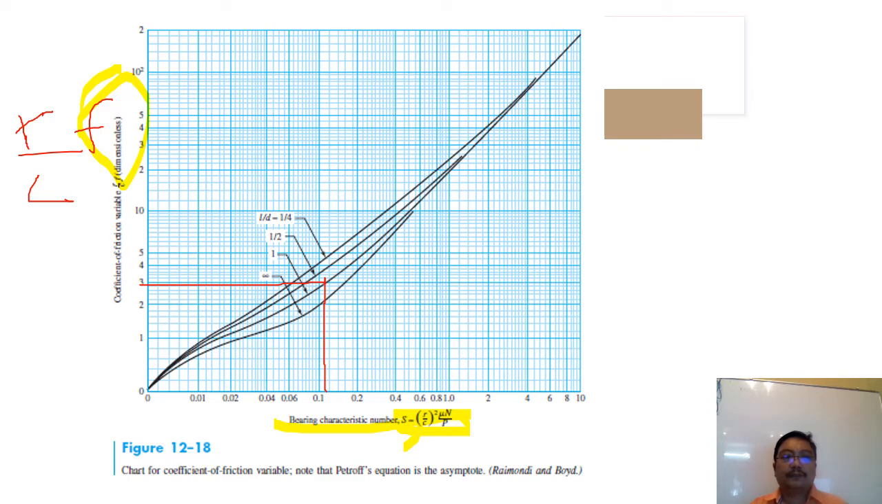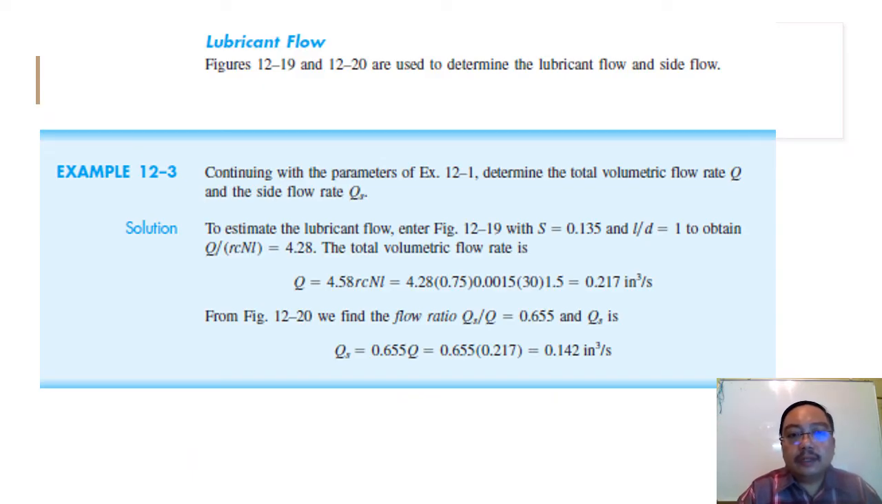the friction 0.07, everything in this equation only. Okay, now we're talking about lubricant flow. From example 12.3, continuing from example 12.1, determine the total volumetric flow rate Q and the side flow rate Qs. Side flow rate is Qs.